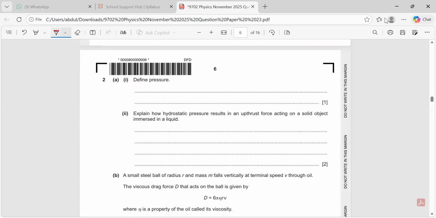Define pressure. So the definition of pressure, my dear friends, not very difficult. It should be easy for you. So pressure is normal force per unit area of cross section.